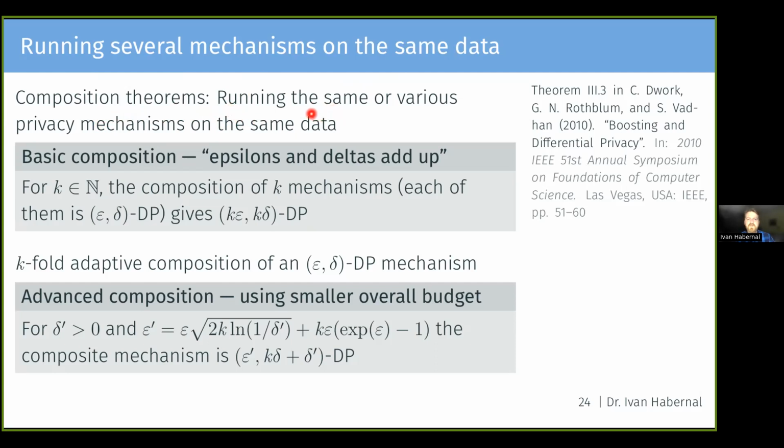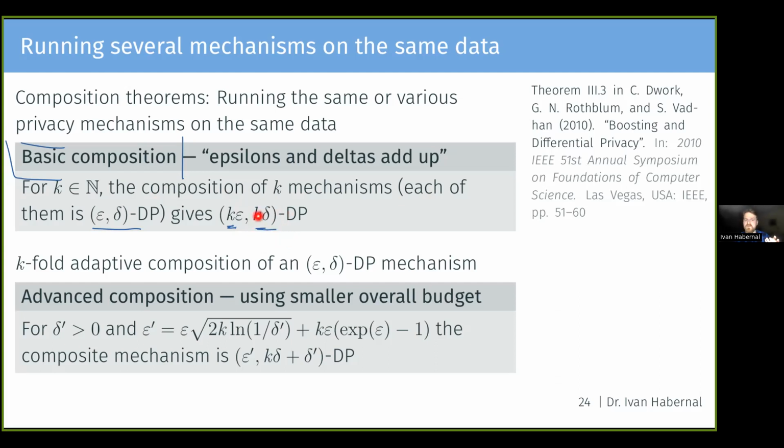So basically we can be running the same or various privacy mechanisms on the same data. There are several variants, but the basic composition tells us that the epsilons and deltas add up. And that's why it's called a budget. So you have the budget for the whole several analyses. If you have k steps, a composition of k mechanisms, and each of them is epsilon-delta differentially private, you just multiply by the number of steps you're taking. So it's going to be k epsilon, k delta differentially private. This is the basic composition.